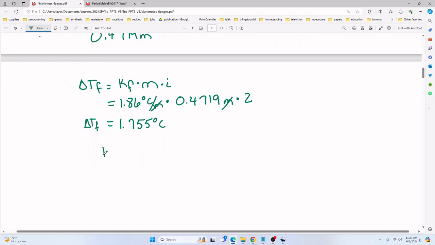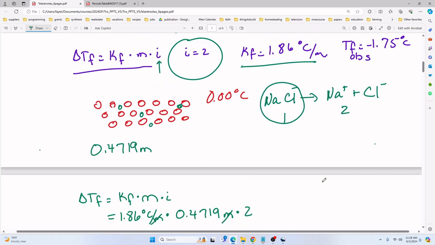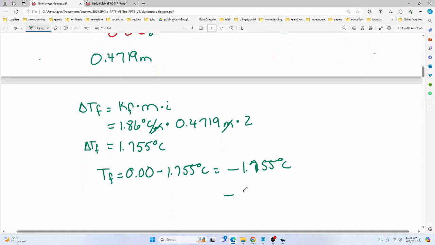Remember the freezing point of water, so our actual freezing point is going to be equal to the freezing point of water minus the change in freezing point, which would be 1.755 degrees C, which is equal to negative 1.755 degrees C. That's our theoretical freezing point for this aqueous solution. And we actually observed our freezing point to be negative 1.75, which is very close to the predicted negative 1.755 degrees C.